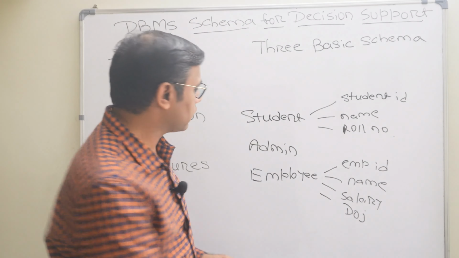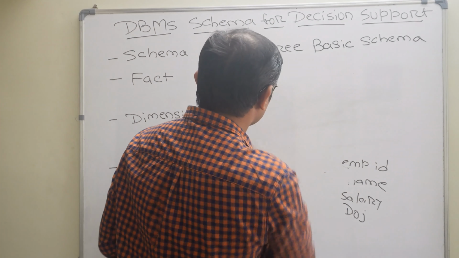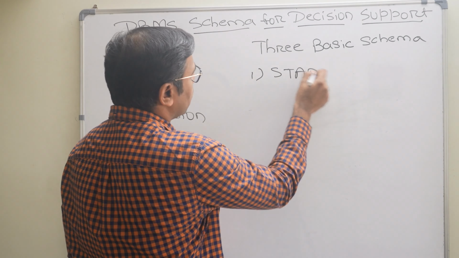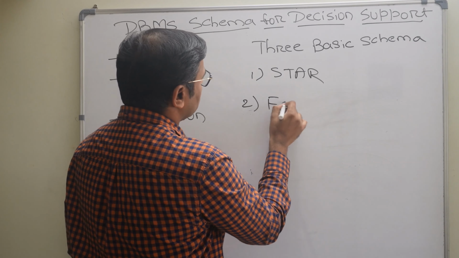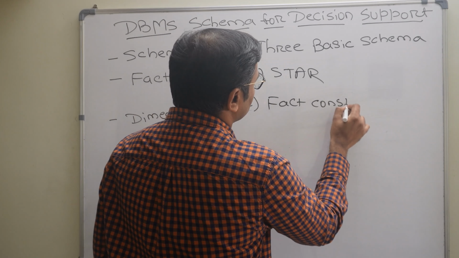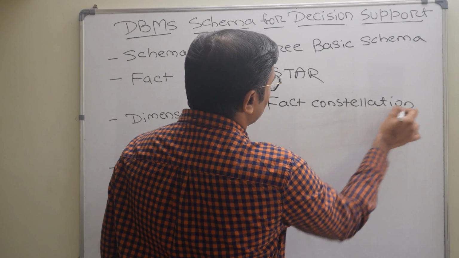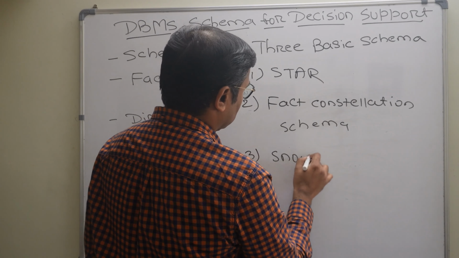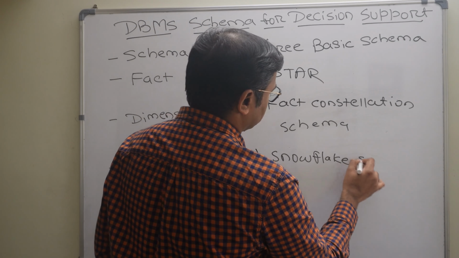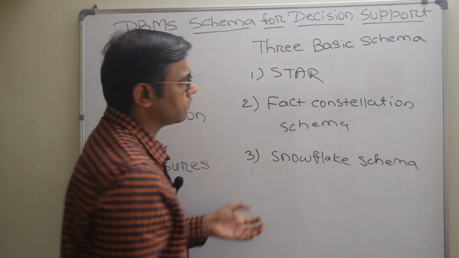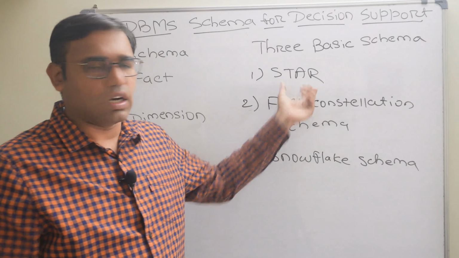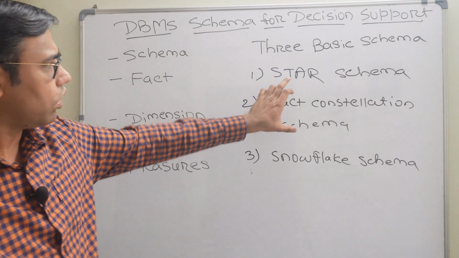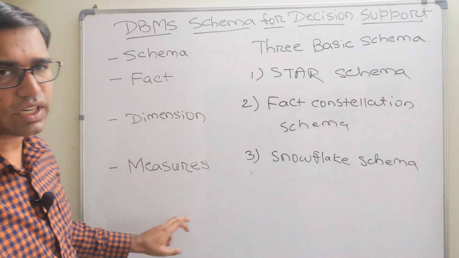Now in data warehouse there are three types of schema. First is star schema. Second one is fact constellation schema, and third one is snowflake schema. So from the next video I will discuss these three types of schema. I will start with star schema, and then fact constellation schema and snowflake schema. In all the schemas we will use these terms: fact, dimensions and measures.